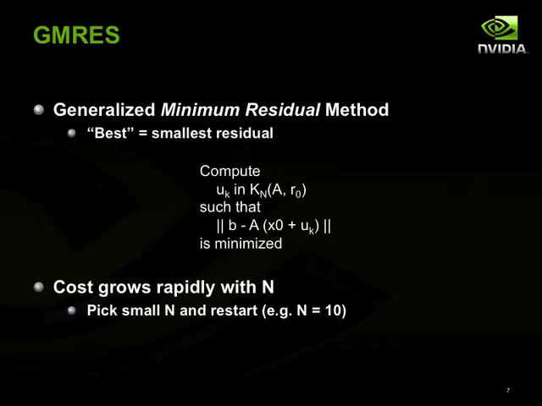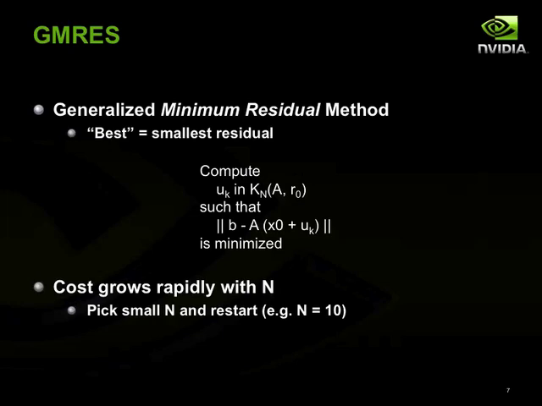So the GMRES method, the name is short for generalized minimum residual. It defines best as the smallest residual. We want to find the approximate solution in this space that has the smallest residual norm. So when we take the norm of this residual, once we've applied the update, we want this to be as small as possible. This defines the method. If I give you this description, it would uniquely define GMRES, because after you work through the linear algebra, there's one thing that this can mean. So it's kind of nice in that way.